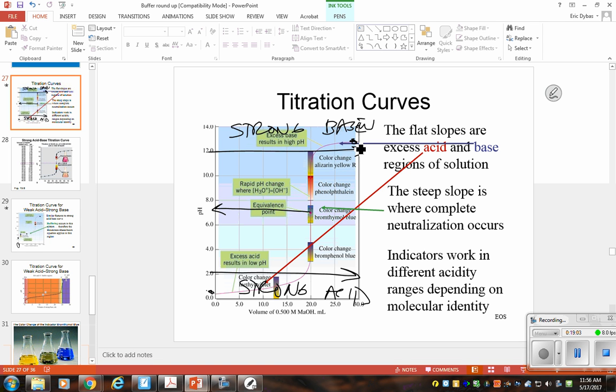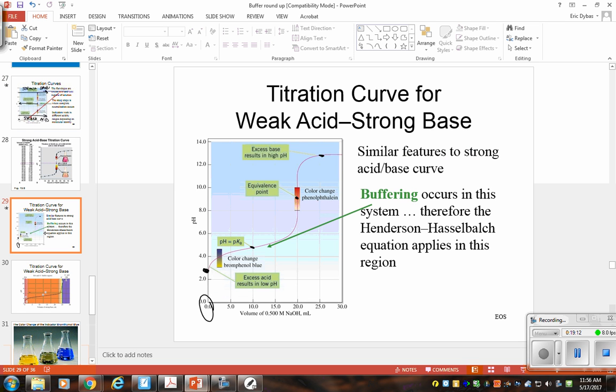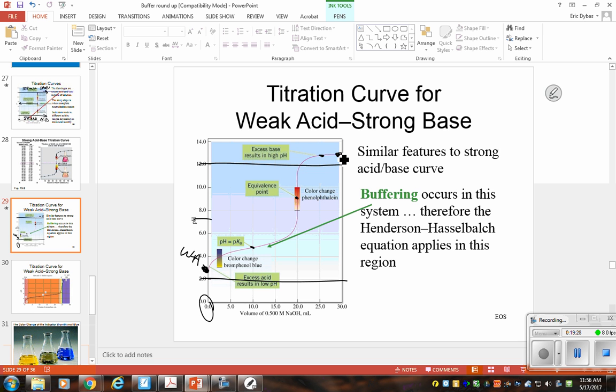I'll do the next one. I draw a line at 2, and I draw a line at 12. Where am I starting? There's my dot right there. It's a weak acid because it's below 7. So that's a weak acid. Where do I finish? Above 12. So that's a weak acid, strong base. Whenever it's a weak acid, think WA: it means it's going to be above 7 at equivalence.